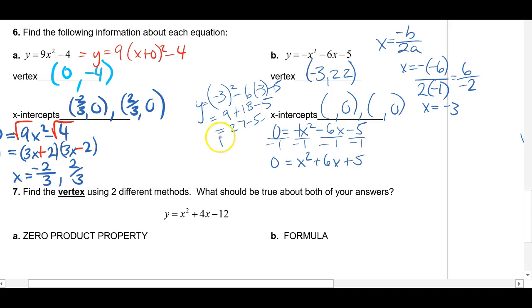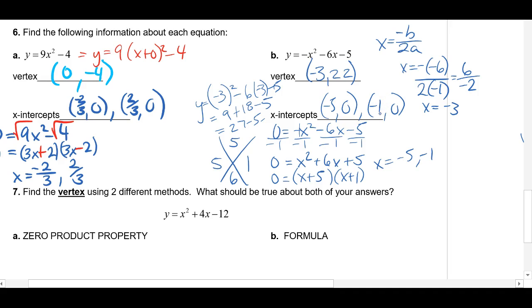Now I can simply just use my x. 5 on the top, 6 on the bottom. My numbers are 5 and 1. So now 0 is equal to x plus 5, x plus 1. And I know x is a liar, so I'll have -5 and -1.